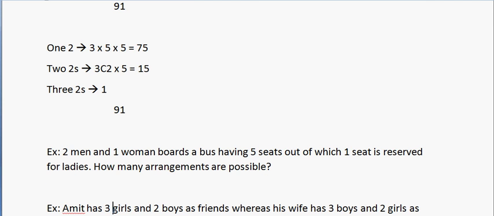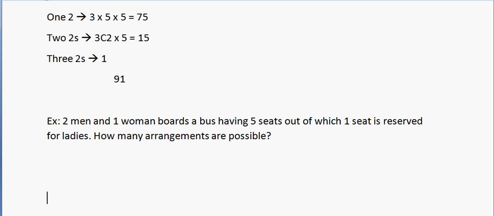Next question, again a CSAT question. 2 men and 1 woman board a bus having 5 seats, out of which 1 seat is reserved for ladies. How many arrangements are possible, right? Again, this is simple, so the questions of permutation and combinations are not tough. It is just that they are confusing, right? Try to solve it and use your brains. It would be an easy one.